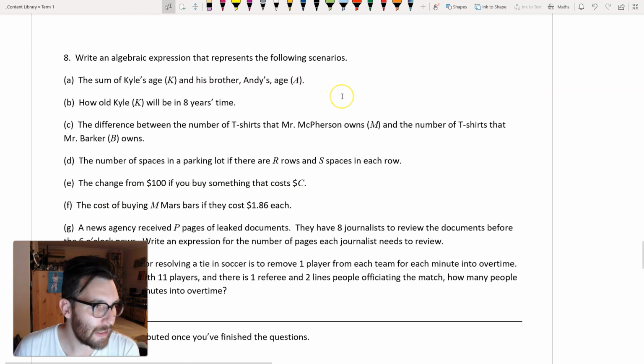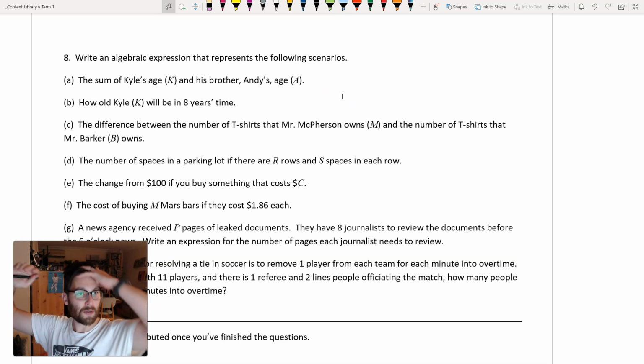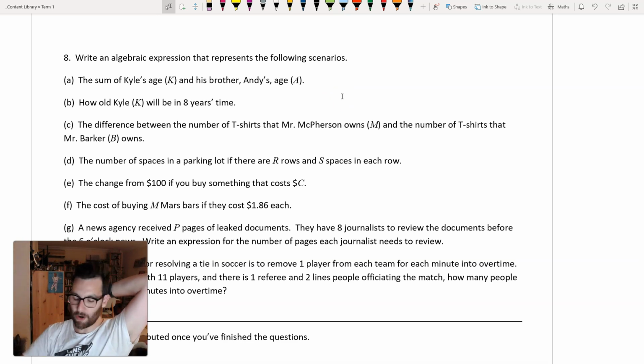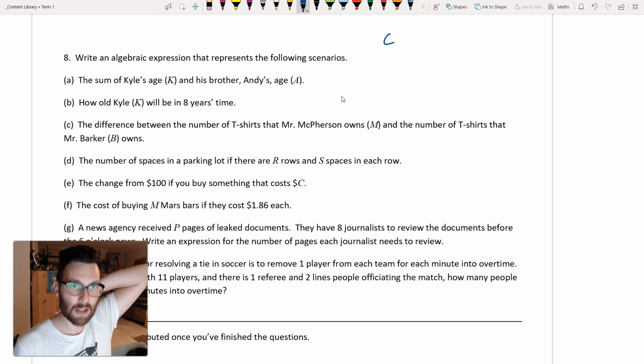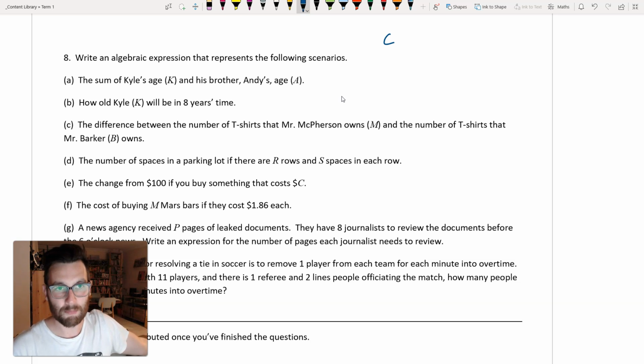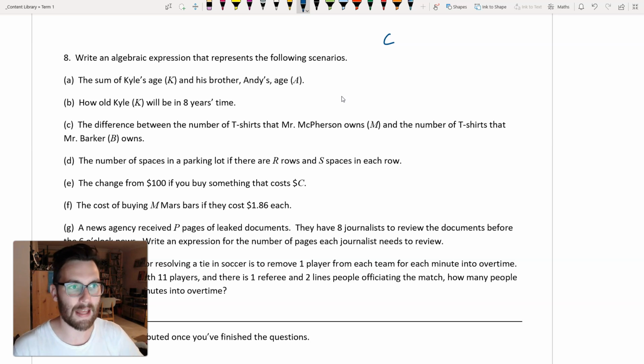Okay, now for the last one, we want to write an algebraic expression that represents each of the following scenarios. All right, so say for example, if I had C to represent the number of students in the class at a given time. Let's say that it doesn't really matter how many there are because we're using algebra. It's not literally how many are there, we're just going to use a variable, C, to represent how many there are.